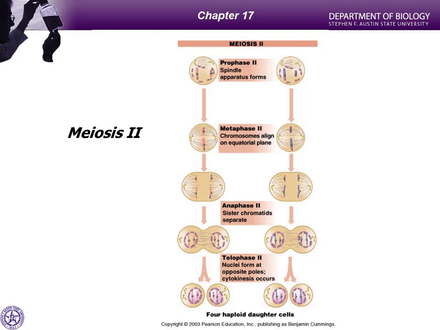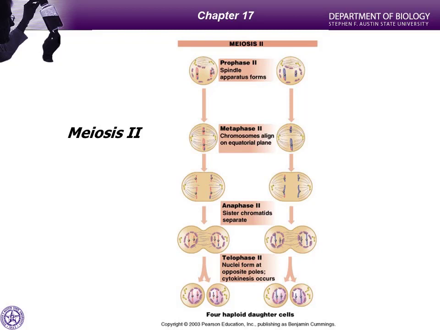Anaphase 2, we pull the sister chromatids apart. Telophase 2, the chromosomes arrive at the poles. Cytokinesis begins, and at the end there are 4 haploid daughter cells. 1 copy of every chromosome: 22 autosomes, body chromosomes, and 1 sex chromosome. So that's our 4 daughter cells.